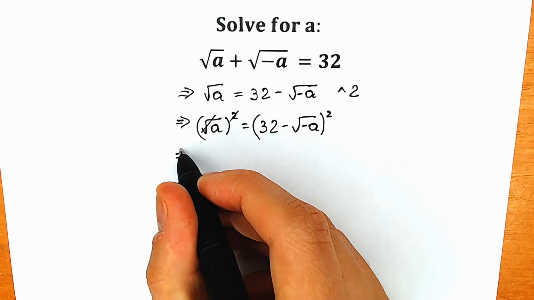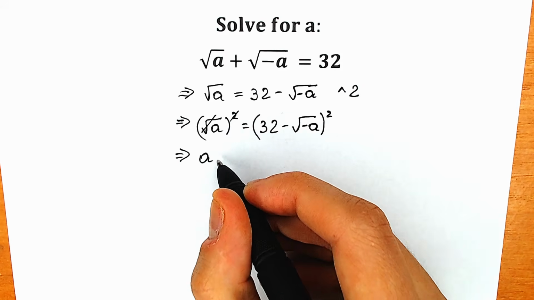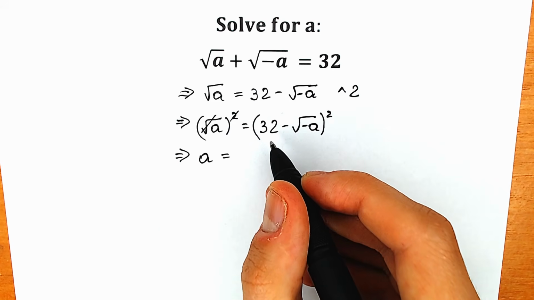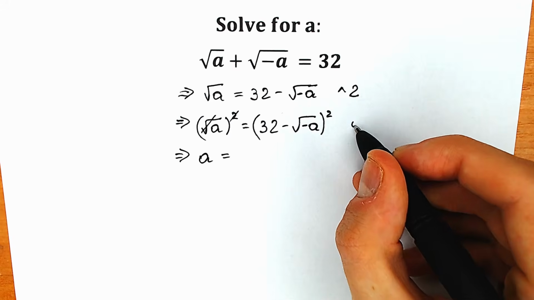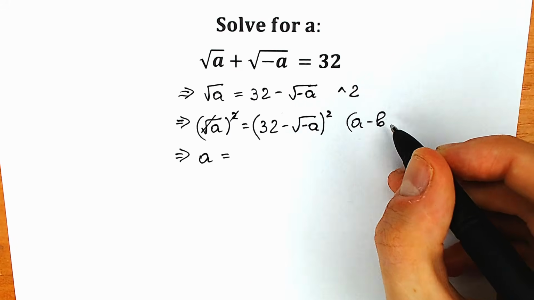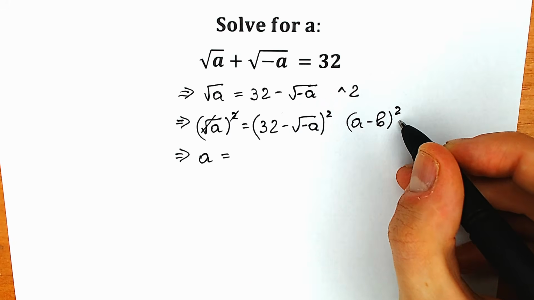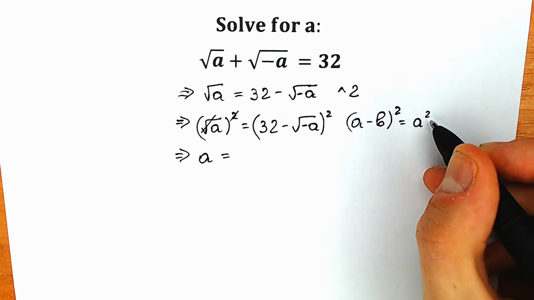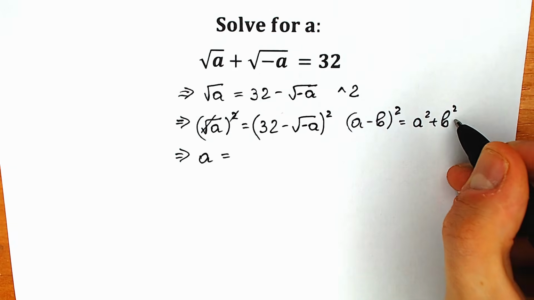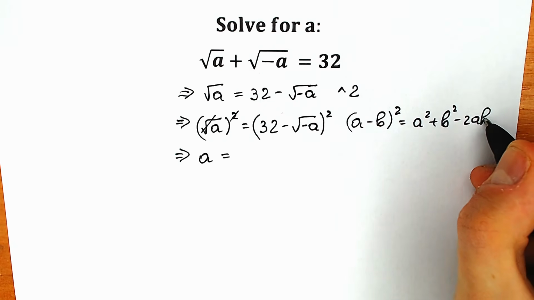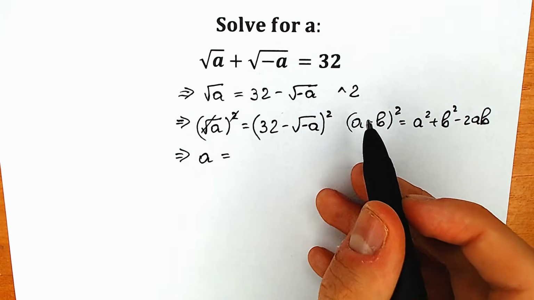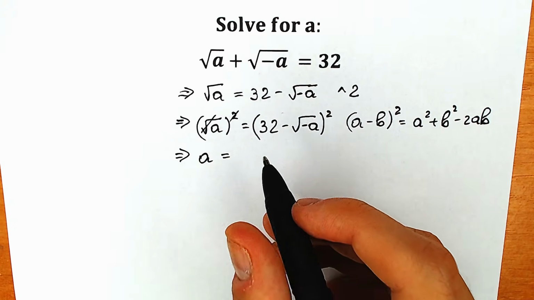Right now on the left side we can easily cancel this square root sign and these two. As a result, we have only a on our left side, and on the right side we have a basic formula. We have a minus b to the second power, so we squared it. This is our basic school formula: a squared plus b squared minus 2ab. Alright, so let's apply this formula right here on the right side. As a result, what do we have?